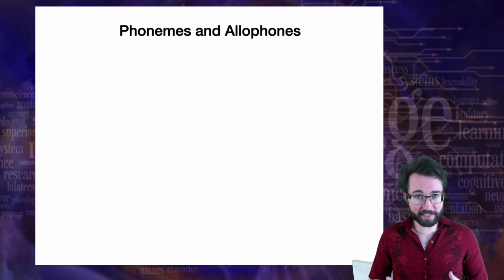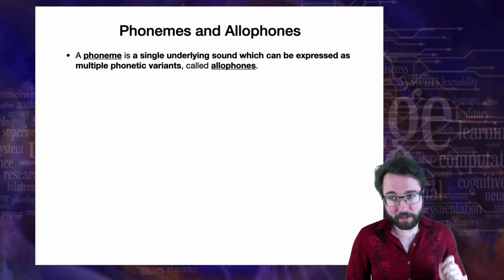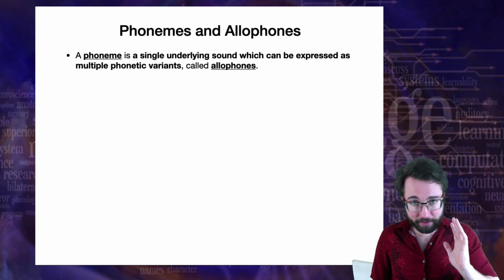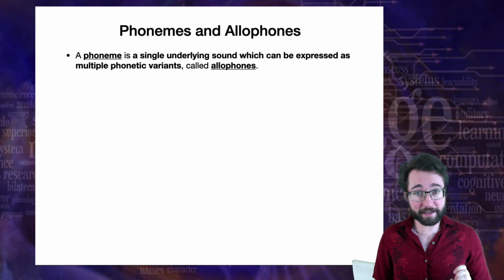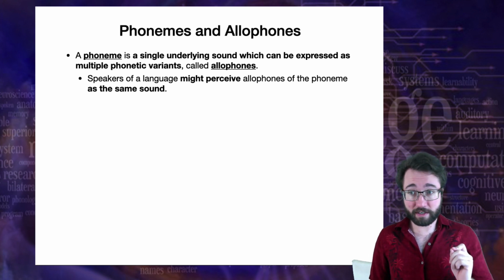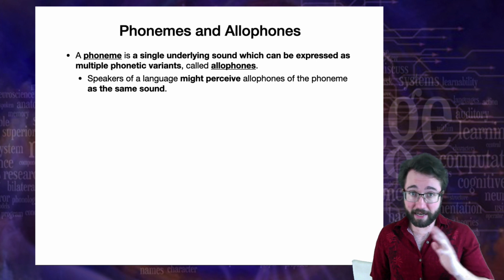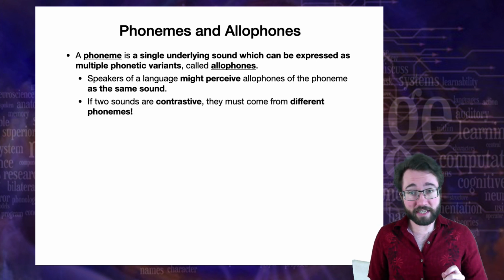This idea of contrastivity leads us to this idea of phonemes and allophones. A phoneme is a single underlying sound, a mental entity, a mental unit of sound, which can be expressed as multiple phonetic variants, which are called allophones. Speakers of a language might perceive allophones of a phoneme as the same sound. They might or they might not, so be careful. If two sounds are contrastive, they must come from different phonemes.